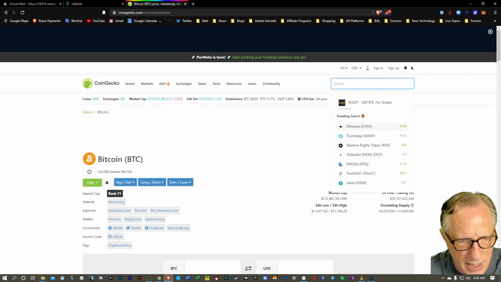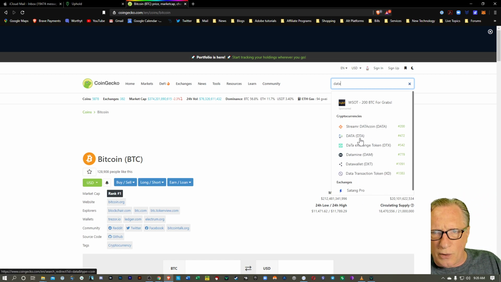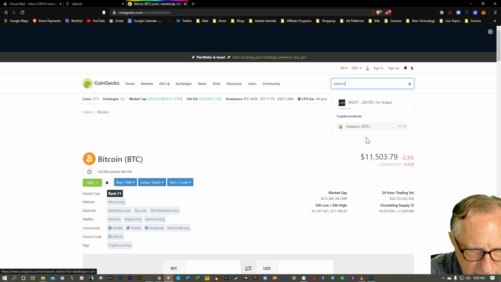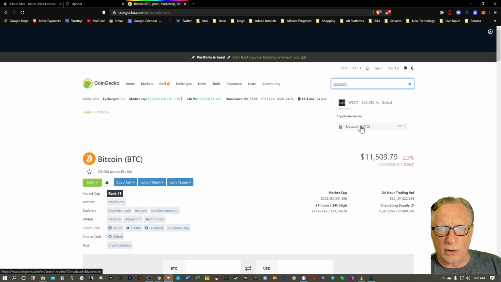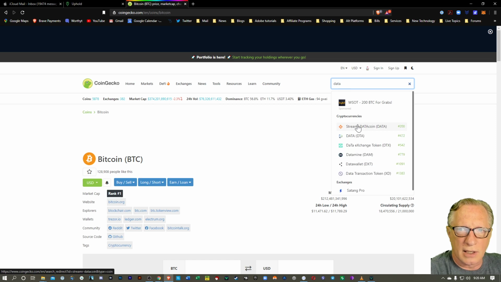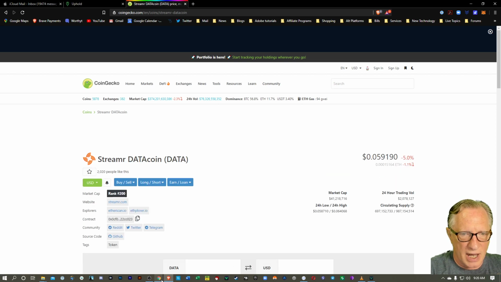I can type it in here, data, and there are all these other coins that have to do with data. I could do Datacoin, and I got this one, Datacoin, DTC. That's not the coin I was looking at. That's not the coin that I have in that wallet. The coin that I have in that wallet is Streamr Datacoin, DATA. This is the coin that I'm currently holding in my Ethereum wallet.